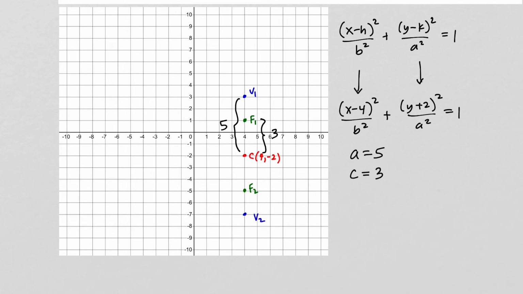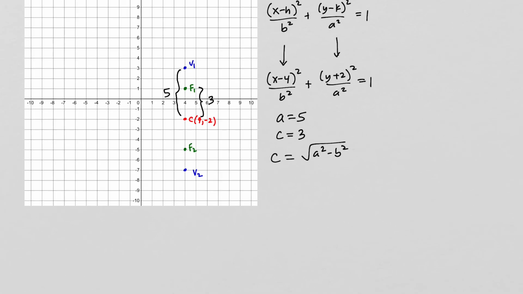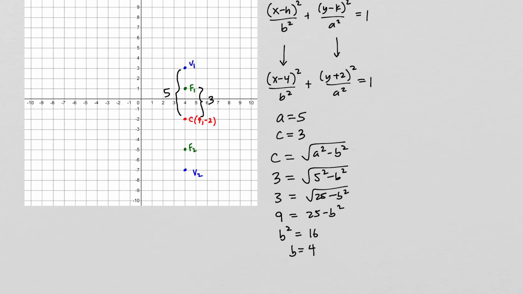So to find the value of b, we're going to use the formula c equals the square root of a squared minus b squared, and I'll just plug in the values of a and c, and then we can find the value of b. So we get 3 equals the square root of 5 squared minus b squared. This is 3 equals the square root of 25 minus b squared. If I square both sides, I get this. Adding b squared to the left side and subtracting 9 from the right side, and then taking a square root, we should find out that b is equal to 4.